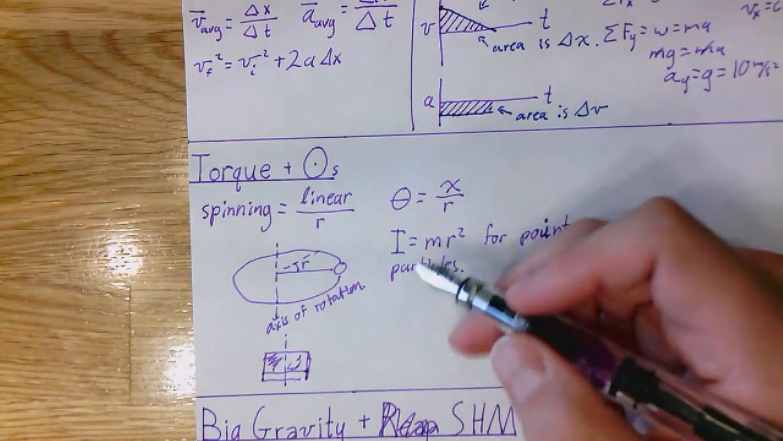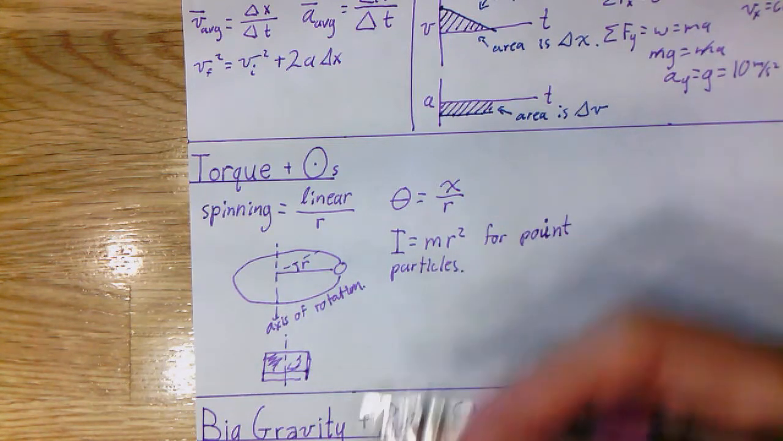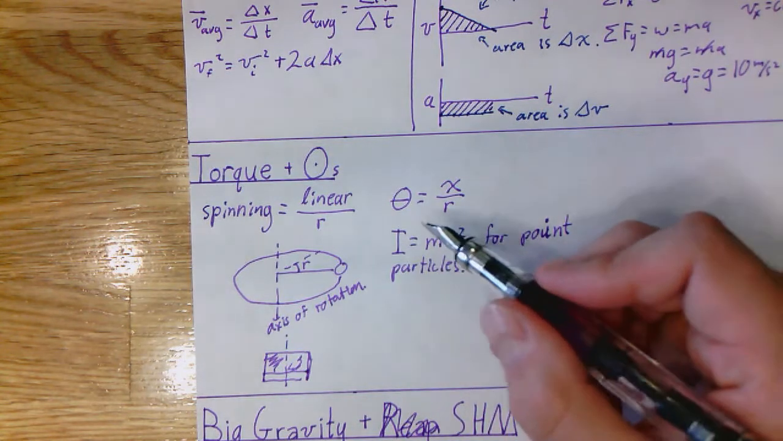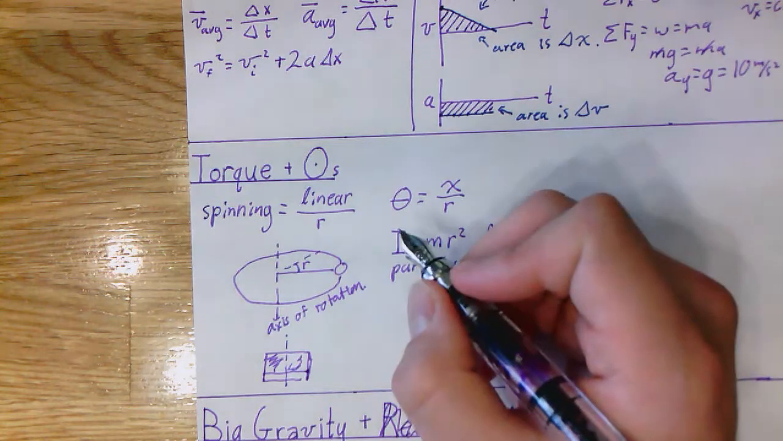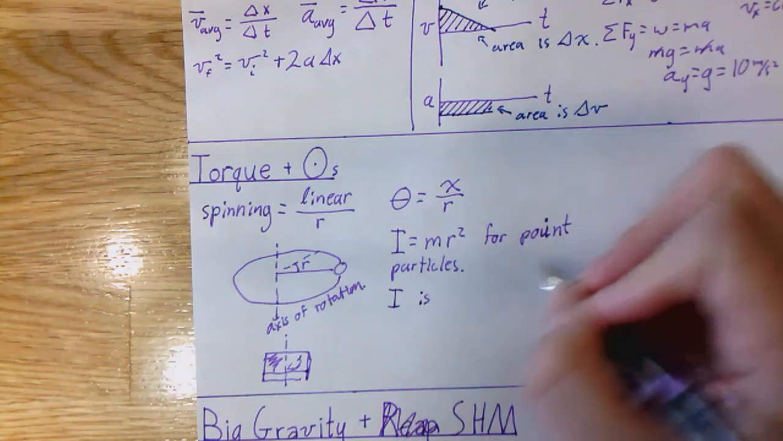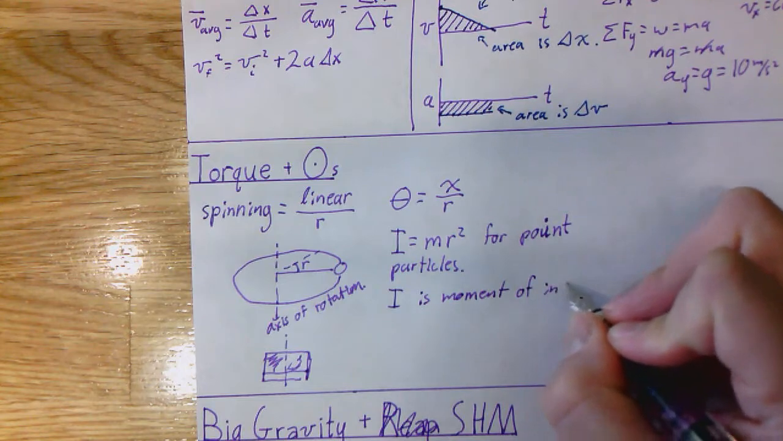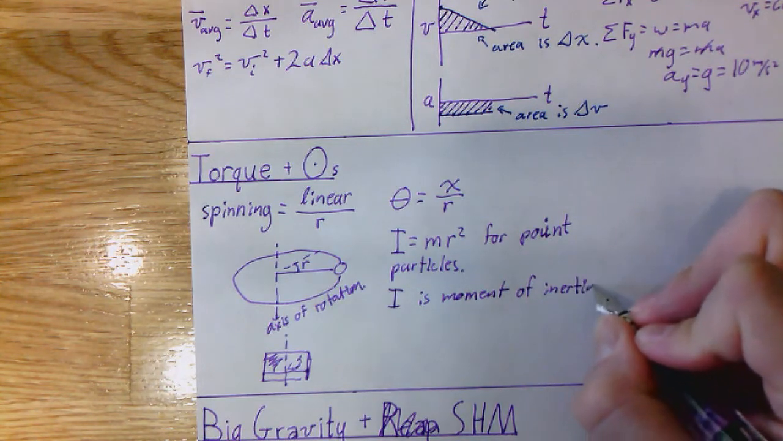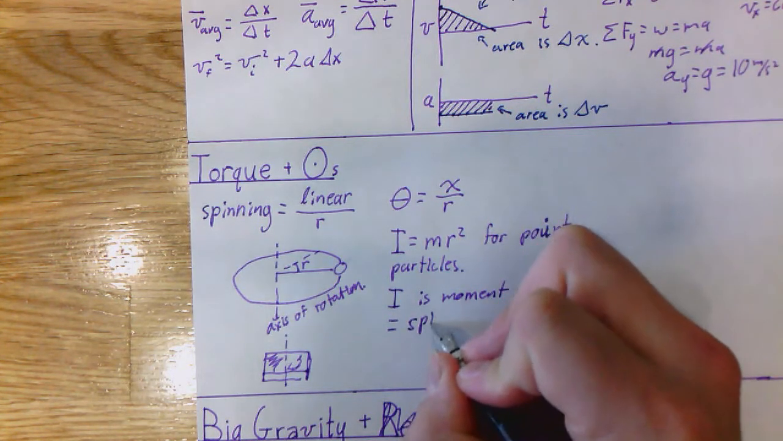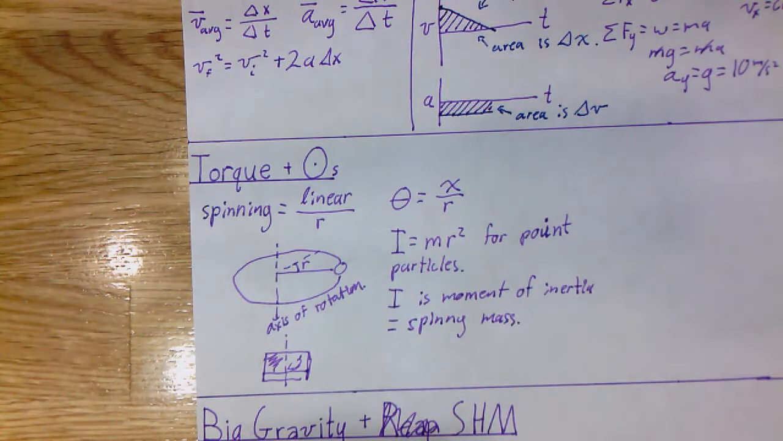Okay, there are specific formulas. We're not going to write them all down here. If you need one for like a hoop or a disc or something, they'll give it to you in the problem. Okay, but you kind of want to know this because this is going to tell us the two variables we care about that determine our moment of inertia. So I is moment of inertia, which is basically a spinning mass. Right? It's how hard it feels to spin something.